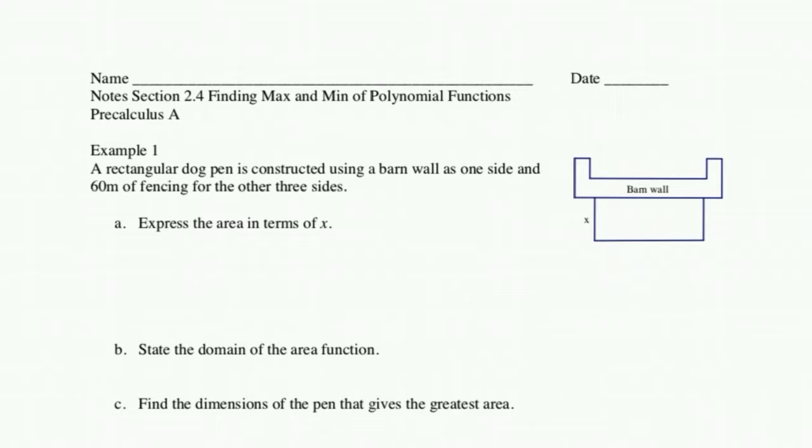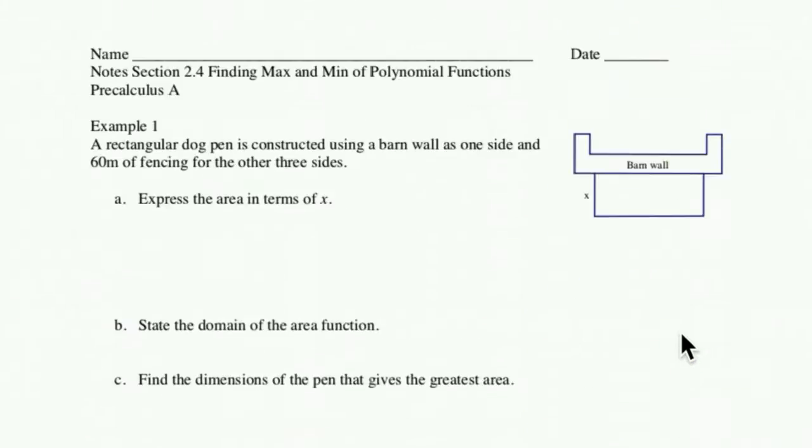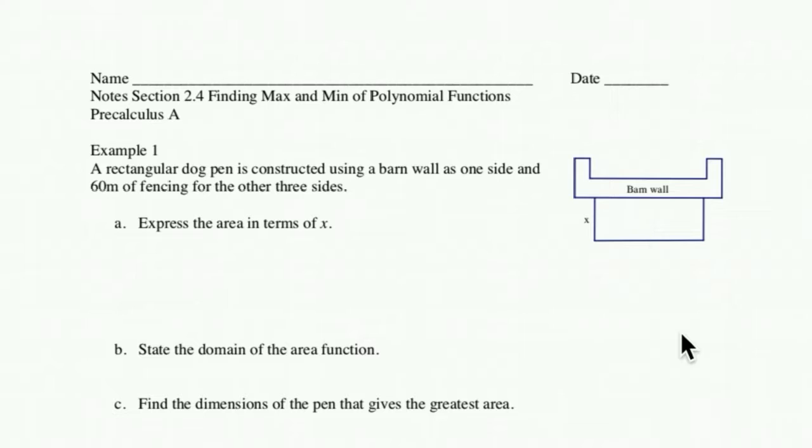And the objective is to find maximum and minimum values for particular functions. If you didn't get a copy of these notes the last time you were in class, you can either print a copy at home and write on them, or you can just take notes on a separate piece of paper. Let's get started with example 1.